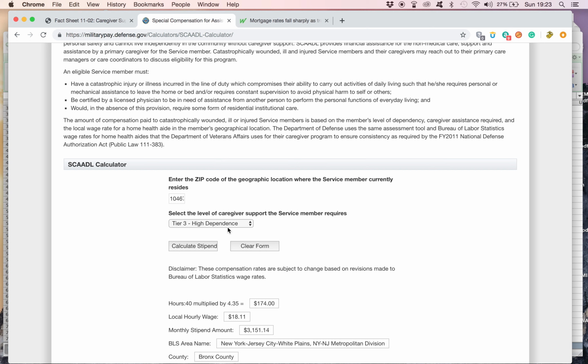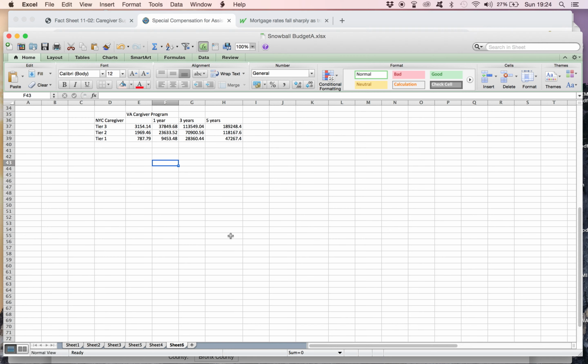So again, the cash could be extra. You do what seems necessary for taking care of your veteran. For your caregivers, for your veterans, you decide how you want to go about using this extra cash.